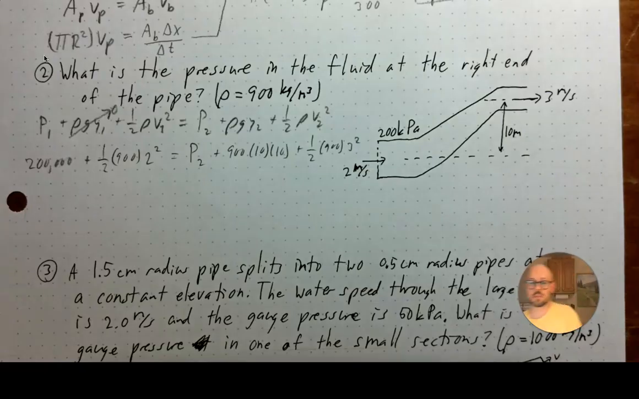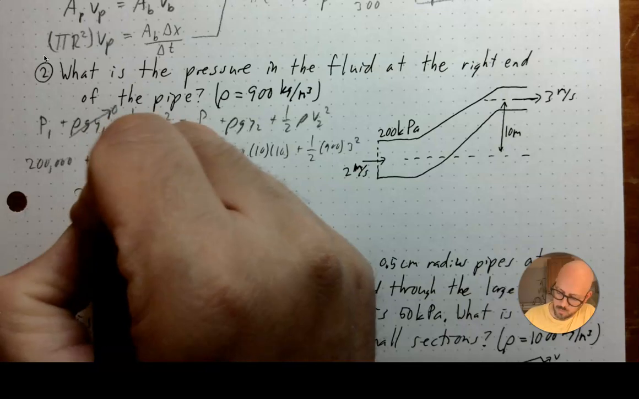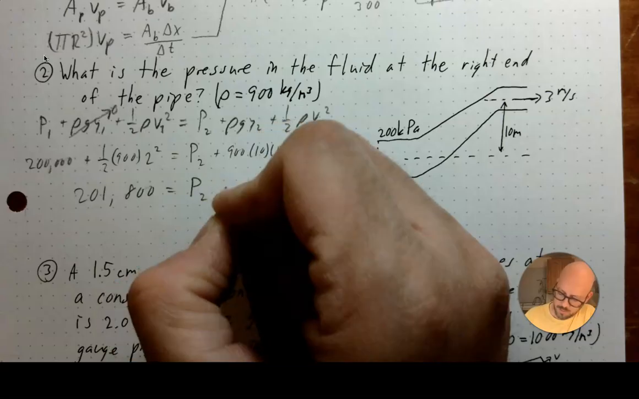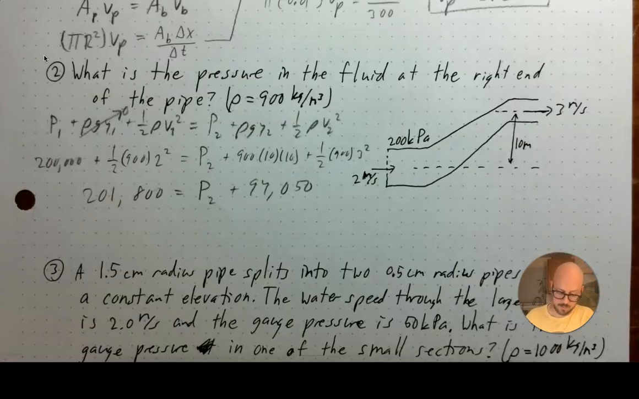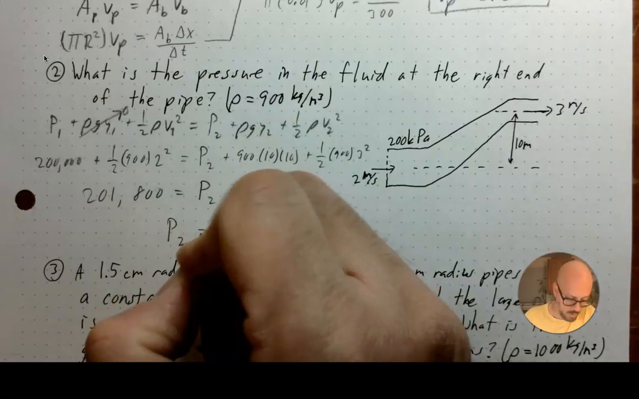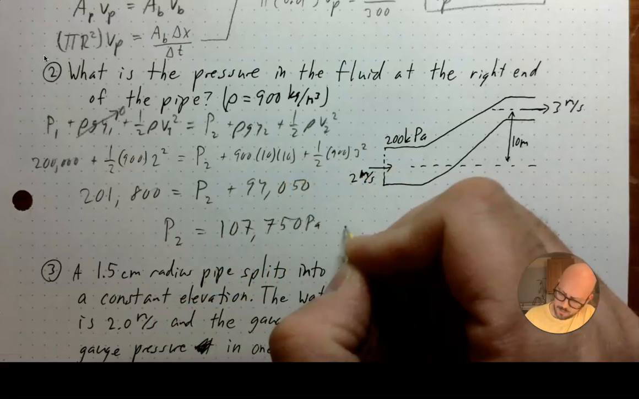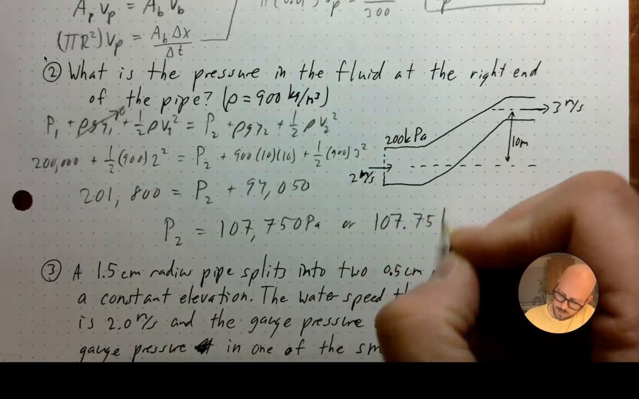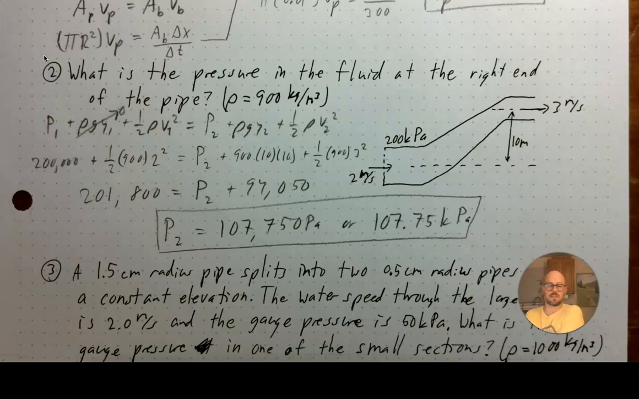So there's a lot happening in that line, and so I'm just going to calculate things out and then do subtraction. On the left hand side we have 201,800 pascals, and on the right hand side we have P2 plus 94,050 pascals. So that means that P2 is equal to 107,750 pascals, which is 107.75 kilopascals. So you might have to convert units, but pascals to kilopascals is pretty easy.